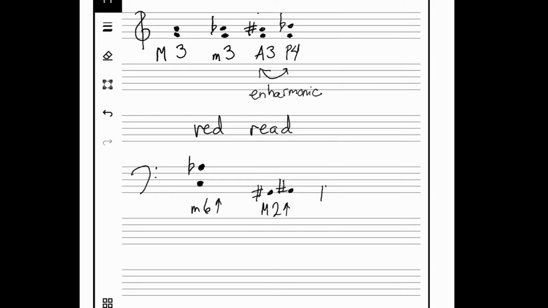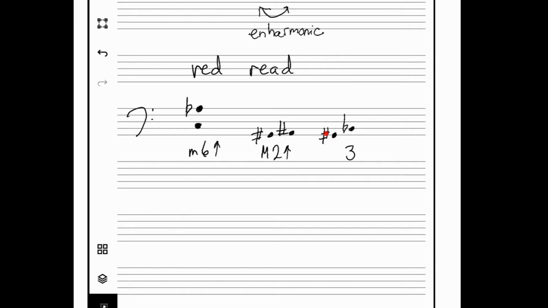Could I write G sharp to B flat instead of A sharp? Would that still be a major second? No, it would not. It would be some kind of third. Let's figure out what kind of third it would be. Let's pretend that there are no accidentals. I'm going to put that pretending down here. If we start with no accidentals, G to B, whoops, that doesn't look very much like a G. There we go. G to B is a major third.